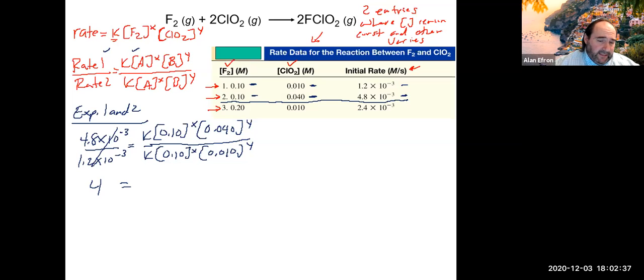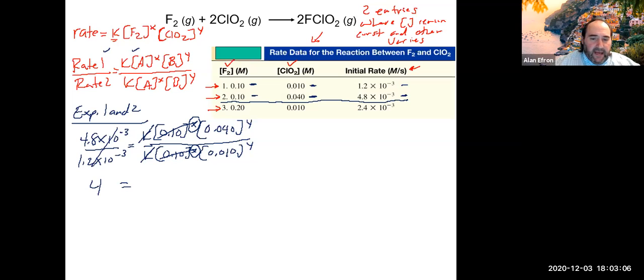Although I don't know what it is at this point, I do know it's the same, and they are going to cancel out. When I come to the next guy, the 0.1 to the X divided by 0.1 to the X, again, at this point, I do not know what X is, but that is the order with respect to F2. And I know for this particular reaction, that number is going to be the exact same, which means that this guy is going to cancel out and this guy is going to cancel out.